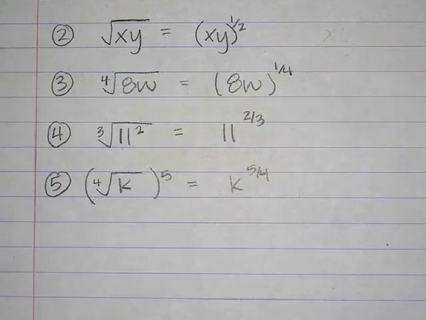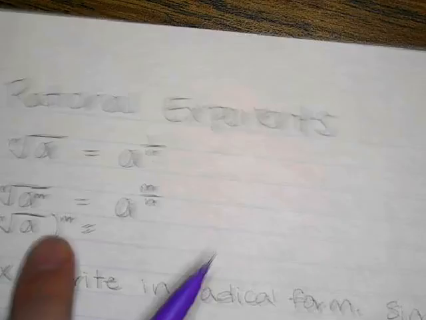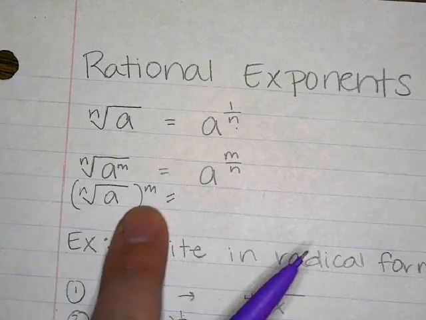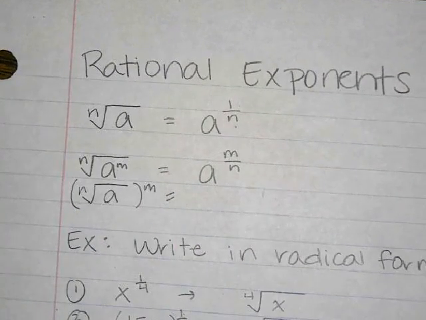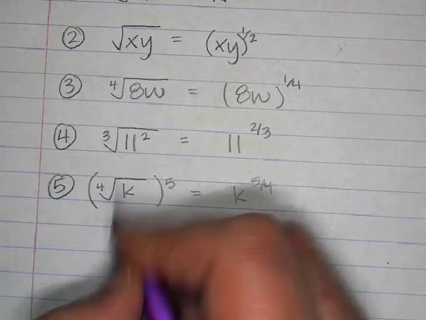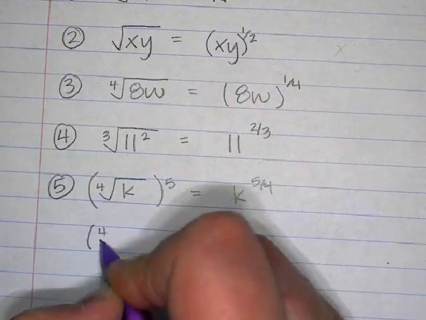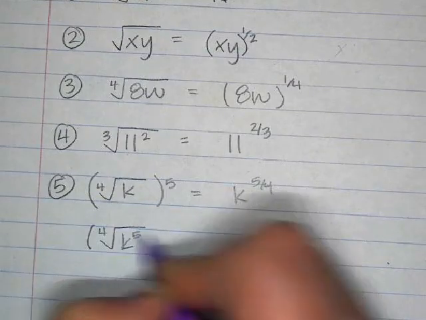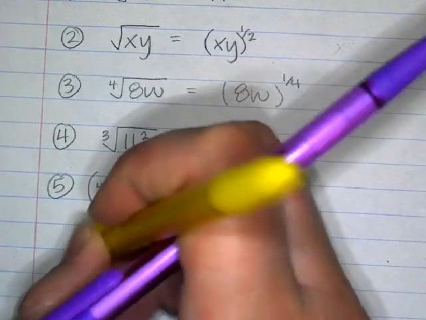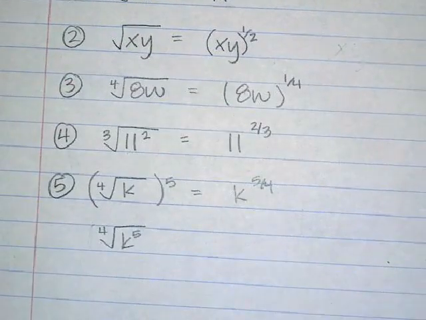Because Aubrey had asked about this, we added it to our notes. It was less common, but we did add it in there. It means the same thing. But if you don't like that notation, let me rewrite it. 4th root, k to the 5th is actually the same thing. But you don't need the parentheses if you do it this way. Same thing. K to the 5/4. Okay. Let's do another one.